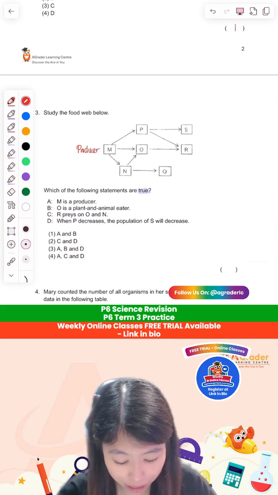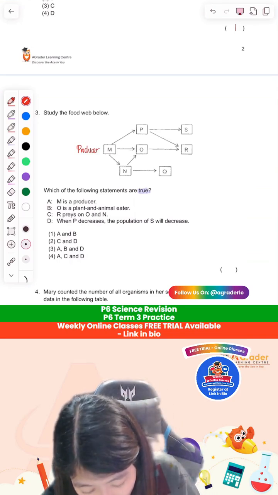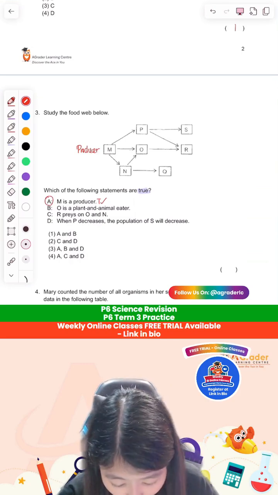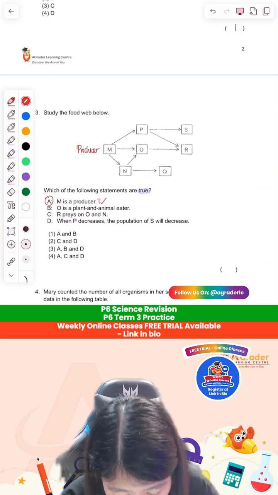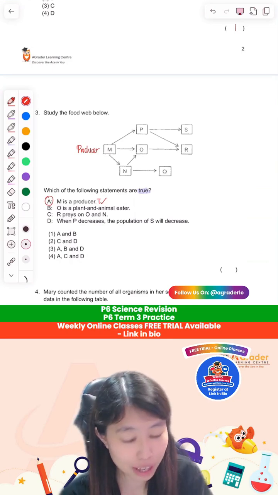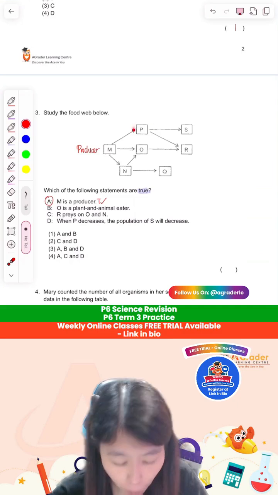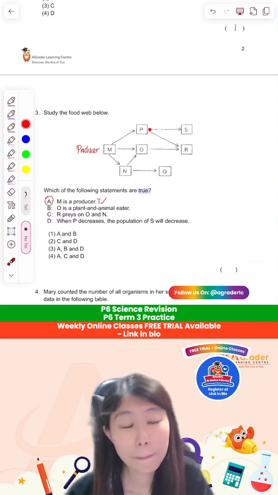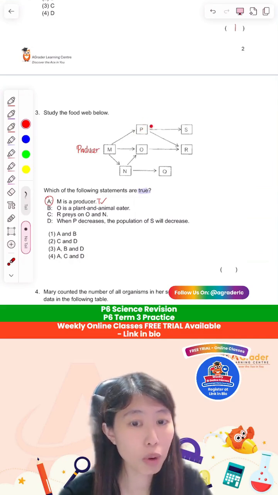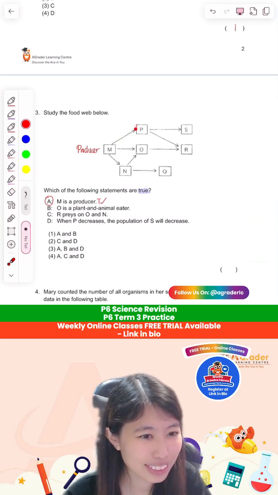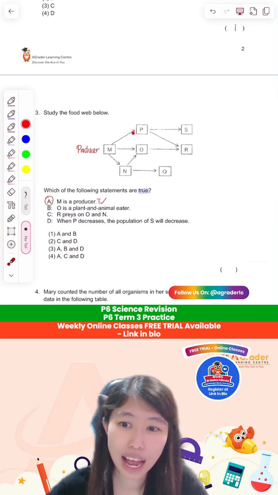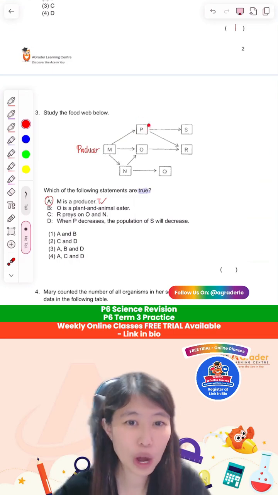Okay, so now let's look at the first statement. A says that M is a producer, and this is definitely true. I'm going to choose this option. Okay, so now let's look at B. B says that O is a plant and animal eater. Okay, but let's go and find out what kind of organisms they eat first, okay? So for P, look at the directional arrow. P, can you tell me, does P eat plant, animal, or both?